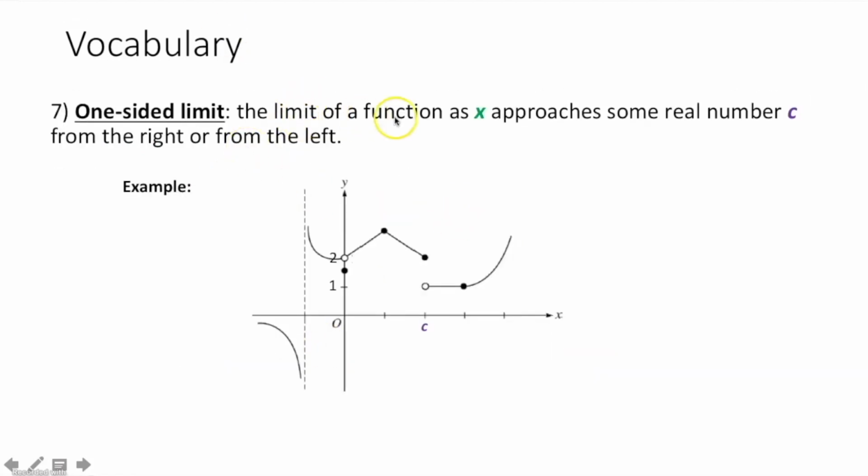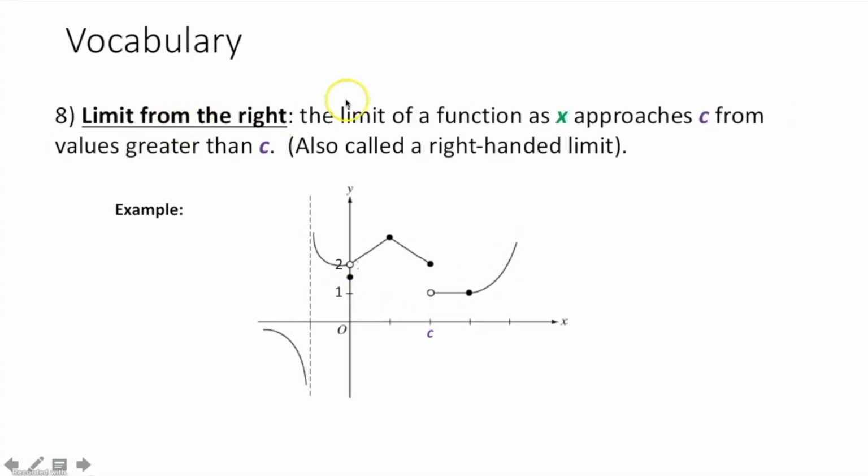The limit of a function as x approaches some real number c from the right or from the left is considered a one-sided limit. So you can see here, as x approaches c from the left side of the function, your limit as x approaches c from the left is going to equal a y value of 2. Whereas the limit as x approaches c from the right side of the function is going to equal a y value of 1.